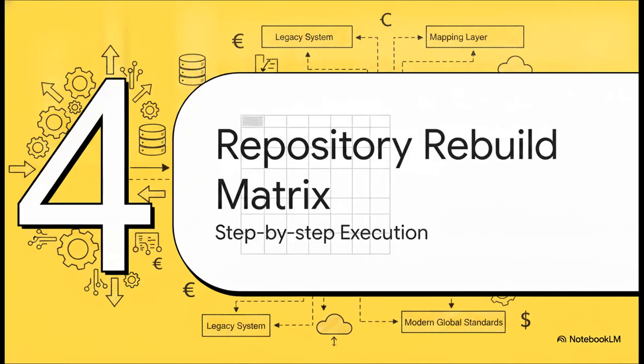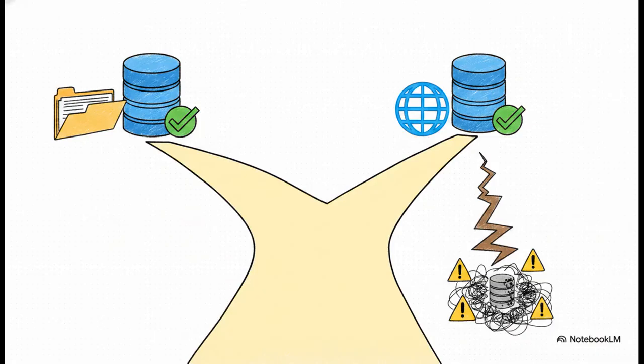Section 4. The Repository Rebuild Matrix. With the structural theory out of the way, here is your concrete, step-by-step developer playbook. First things first, base seed selection. I literally cannot stress this enough. This is a major warning for developers.